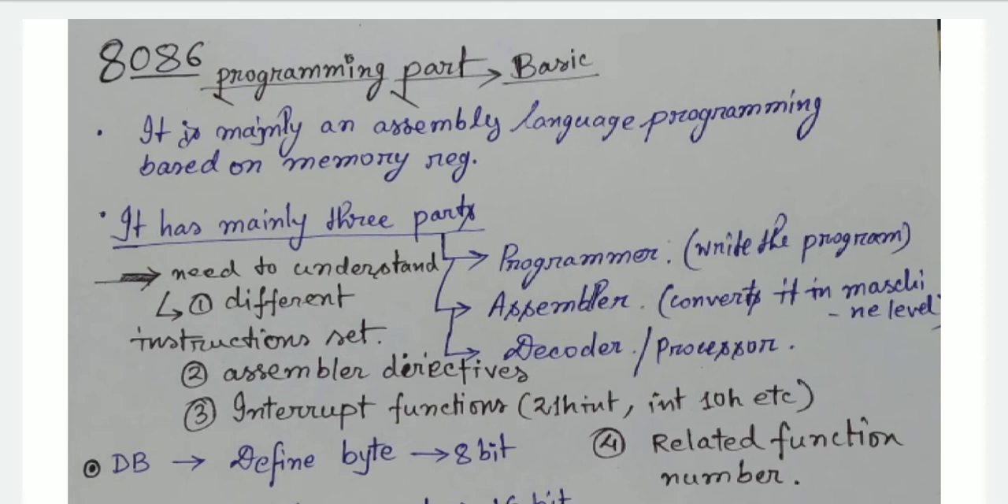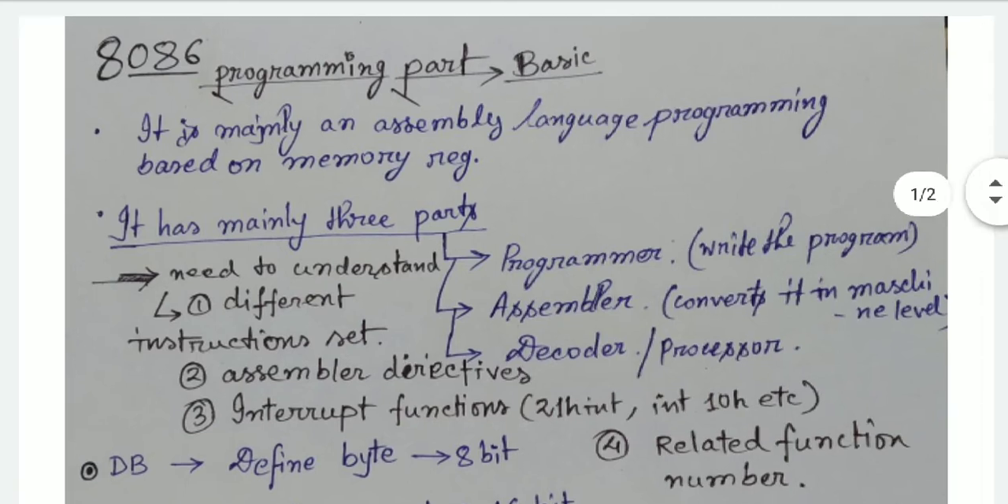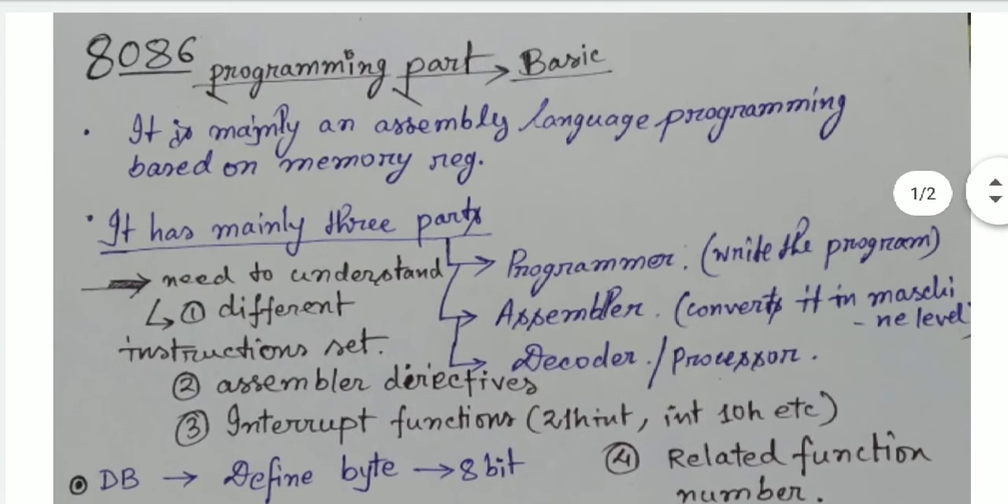It is mainly assembly language programming based on memory and registers. A register is a main part of a microprocessor and microcontroller, located in the memory, that provides a faster way of collecting and storing data.